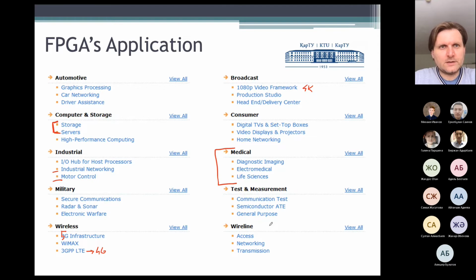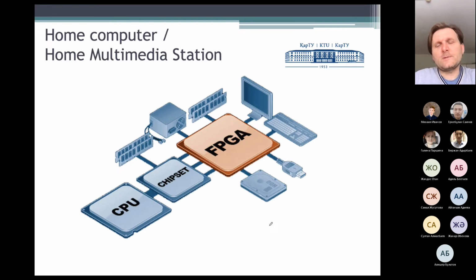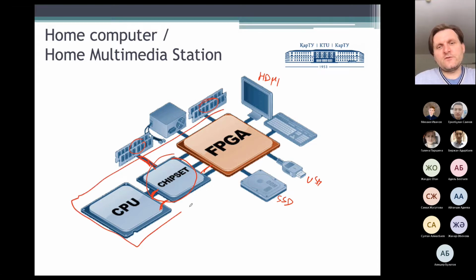For a home multimedia station like a set-top box, one FPGA can manage memory, high-speed HDMI, for example, keyboard, USB and SSD, and that disk, and a small chipset which connects the FPGA with the CPU and memory, because it's still hard to build a memory controller inside the CPU structure. I don't know why, but in the last solution we may put those three elements in one FPGA structure, and we connect the memory, of course, externally.